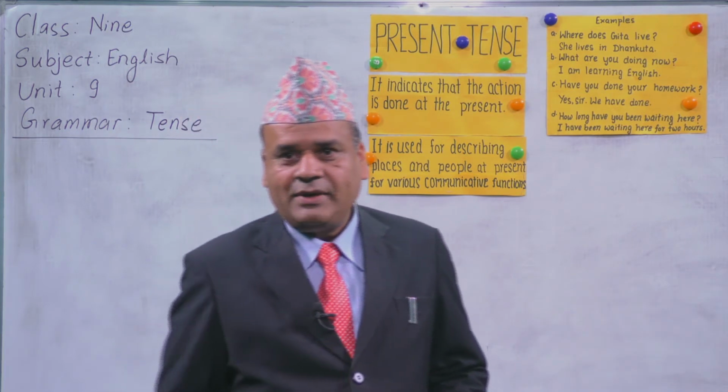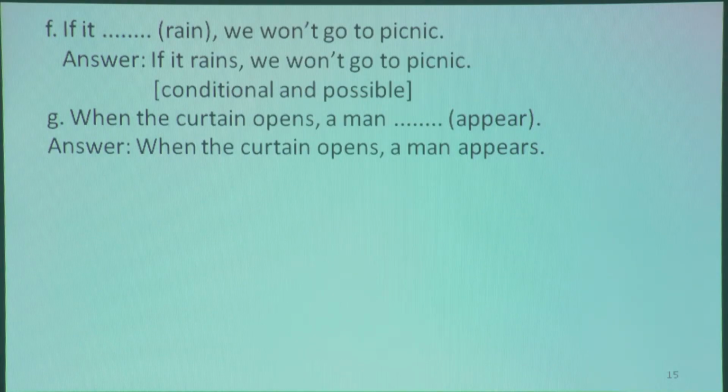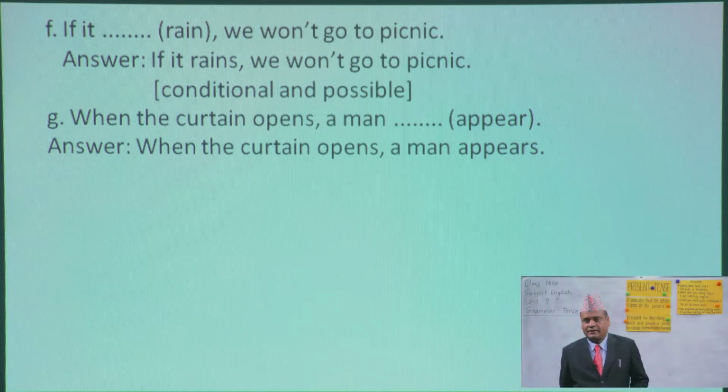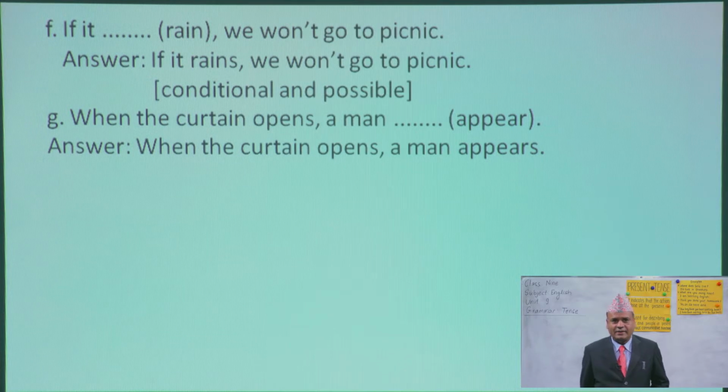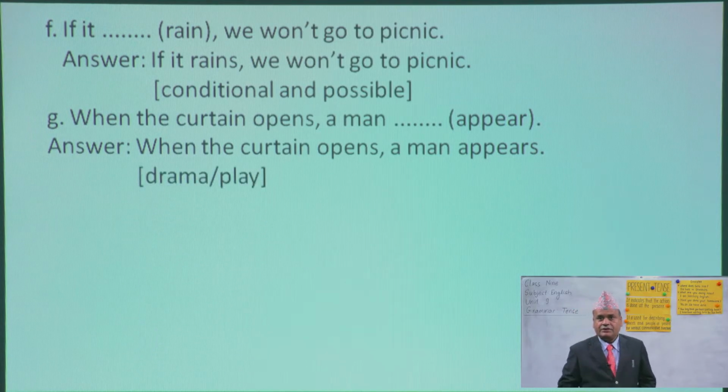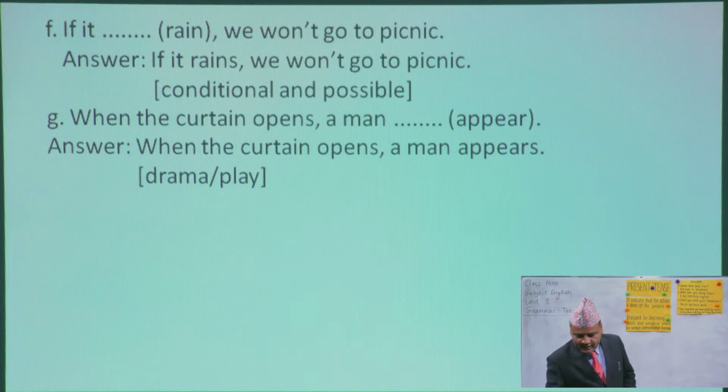Here you see the example: when the curtain opens, a man appears. We use simple present tense here, okay? I hope you have got the answer, okay? In your book also, this is drama or play, supporting lines, okay?